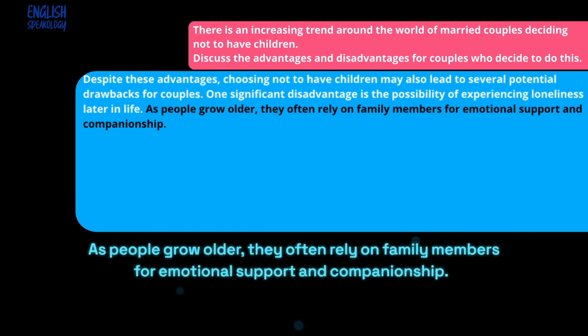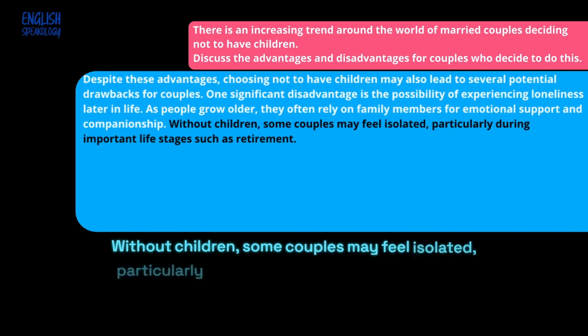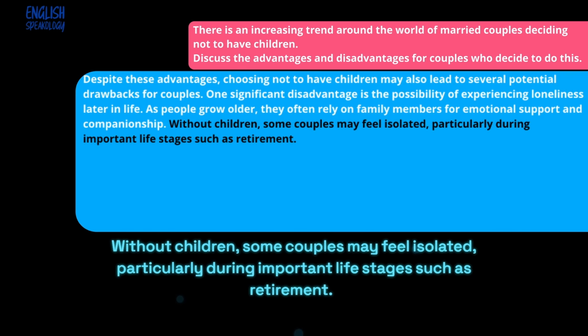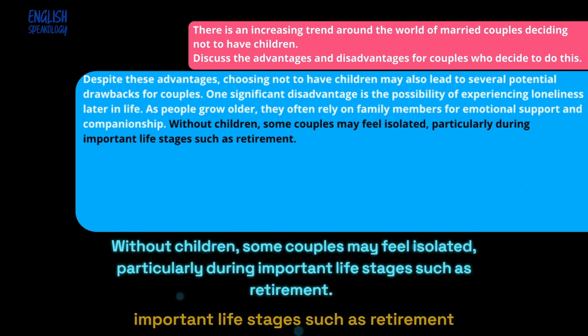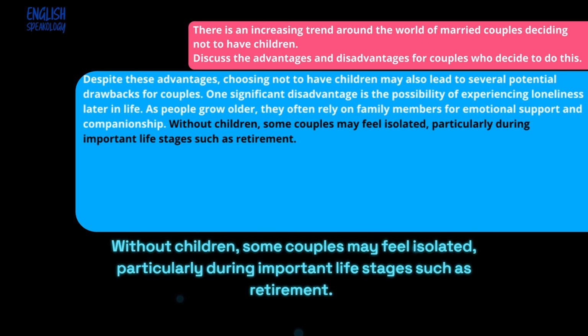Now we continue developing the idea. Without children, some couples may feel isolated, particularly during important life stages such as retirement. This sentence deepens the explanation. We added the phrase important life stages such as retirement. Why is retirement significant? Because during retirement, people often have more free time and may rely more on family relationships. Adding these details makes the argument stronger.